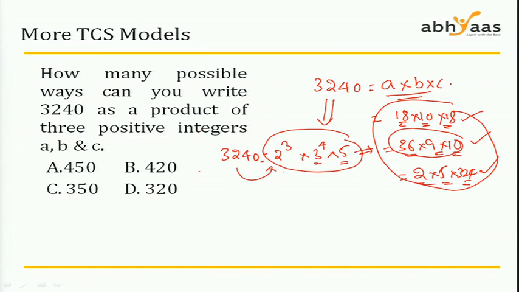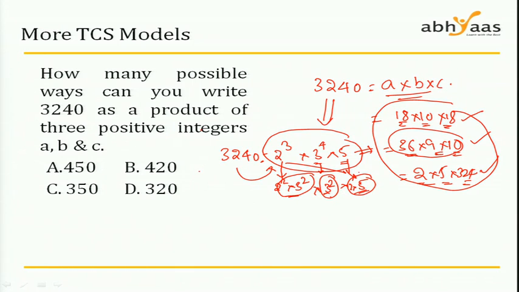Right. How is 36 formed? 36 is formed by 2 square into 3 square. How is 10 formed? I'll take one 2 from here and one 5 from here. How much is left over? 3 square is left over, that comes down here. So 2 from here and 3 square from here gives me 2 square into 3 square, which is 36. 2 from here, 5 from here gives me 2 into 5, which is 10. And since 3 square is gone, the leftover is 3 square, that comes here. So 2 square into 3 square is 36, 9 and 10.